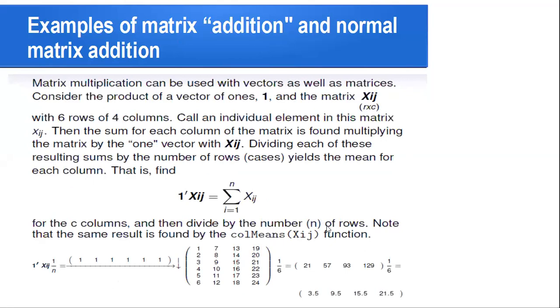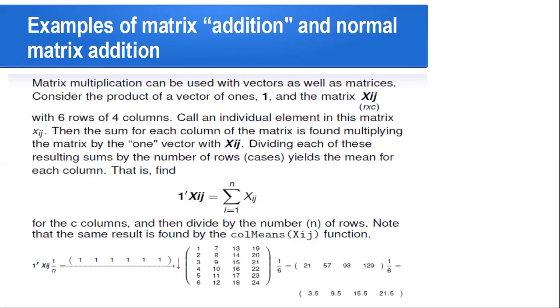Consider the product of a vector of ones and then matrix X as Z with six rows and four columns. We see the following example in this slide. Then the sum of each column is found by multiplying the matrix by a one vector with X, Y, Z. Dividing each of these sums by the number of rows yields the mean for each column.